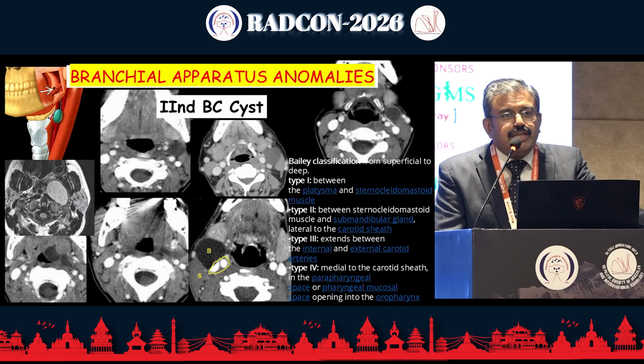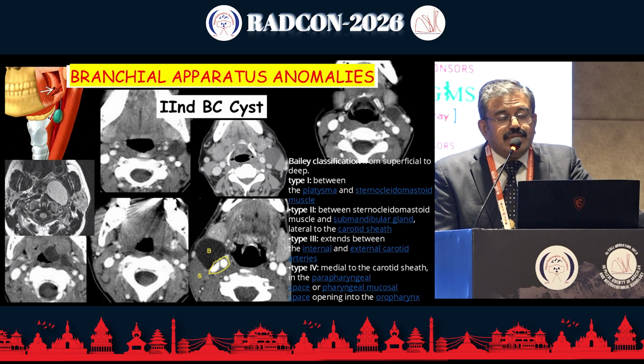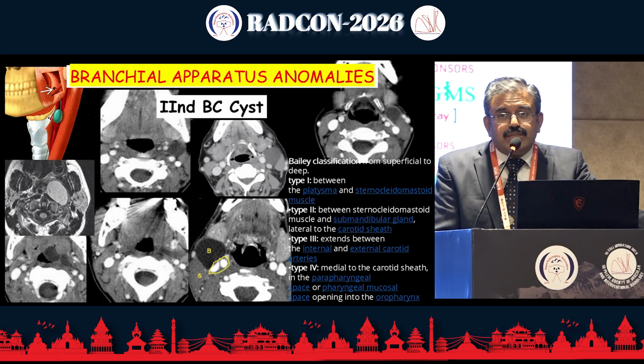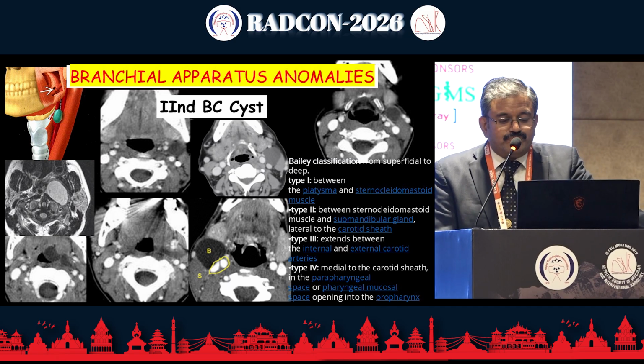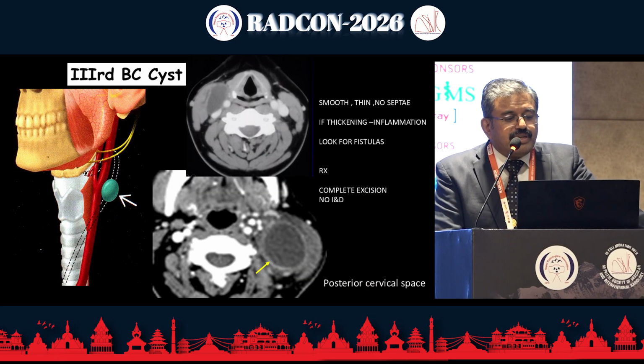And this may communicate with the tonsillar fossa. So you have to look for the communication, any fistulous tract, in type 2. Regarding complications, branchial cleft cysts are usually thin walled. If it is thick, that indicates inflammation. And you have to look for fistulas also. This is type 3. Most of them are seen in the mid-neck or in the posterior cervical space.